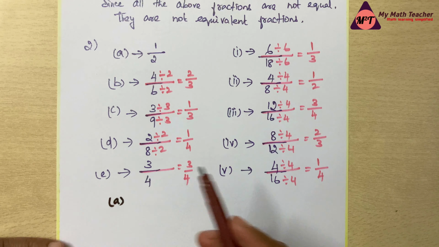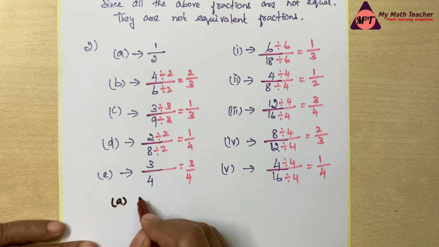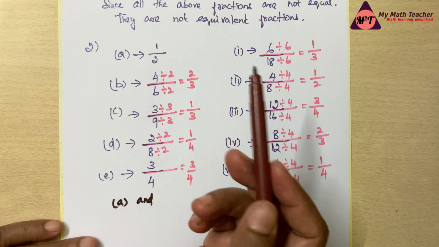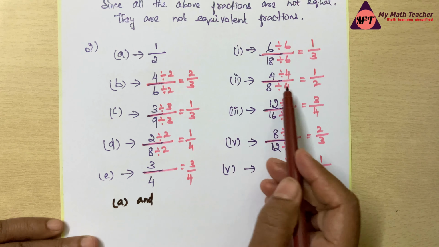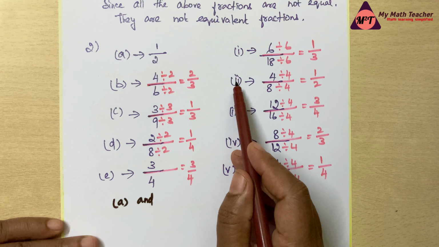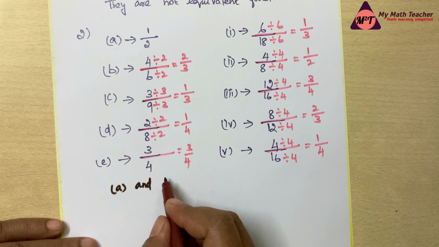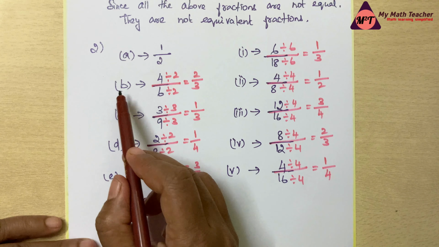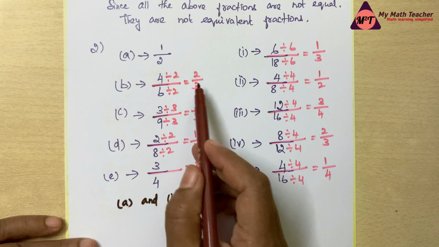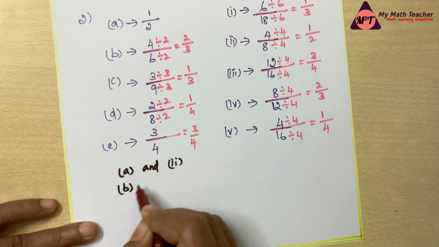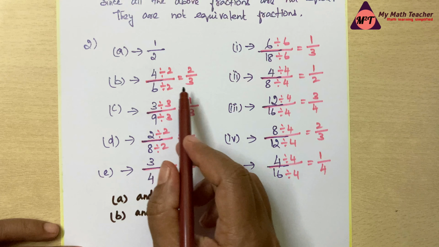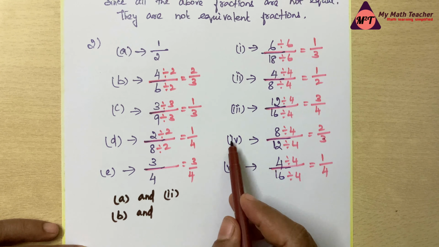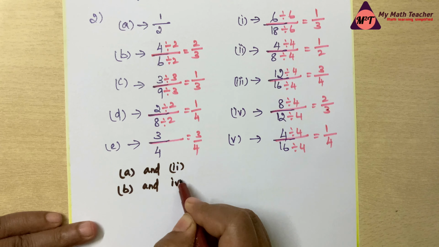Match the equivalent values. That is A, and from the left side, 1 by 2, we have got A as 1 by 2. The same 1 by 2 is there in the second subdivision. So A and the second subdivision. Okay. Now B's value is 2 by 3. Now let us check where is 2 by 3. It is there in the fourth subdivision, 2 by 3. So B and 4.